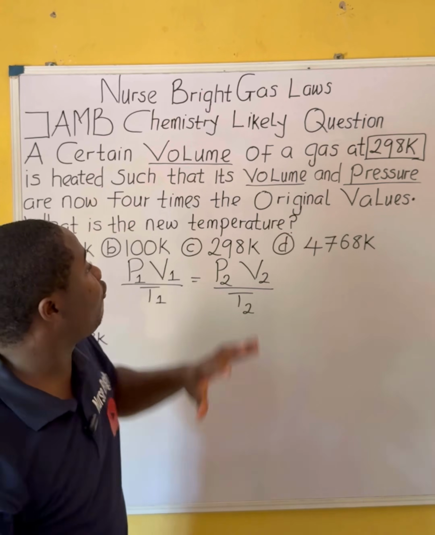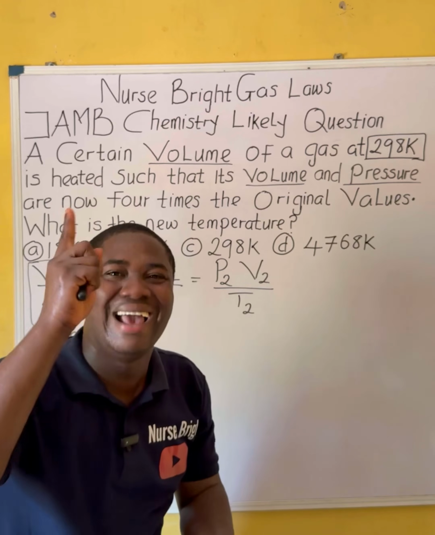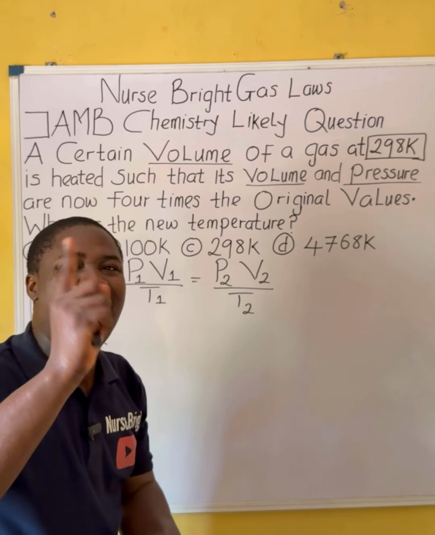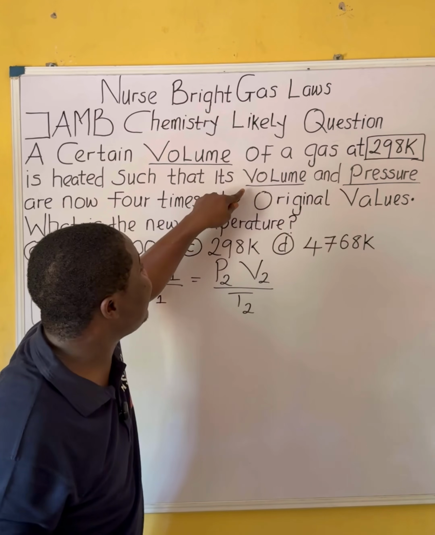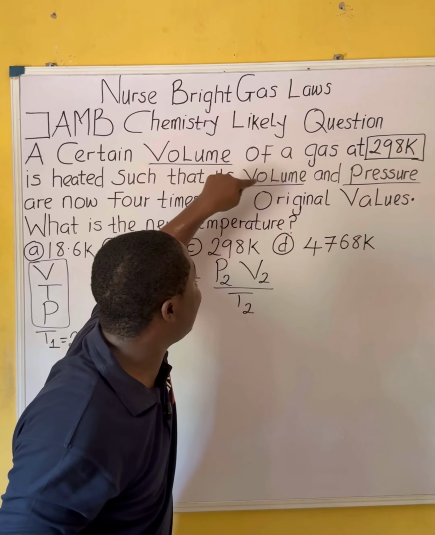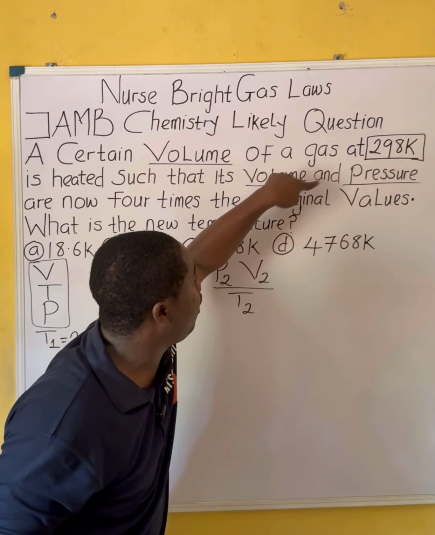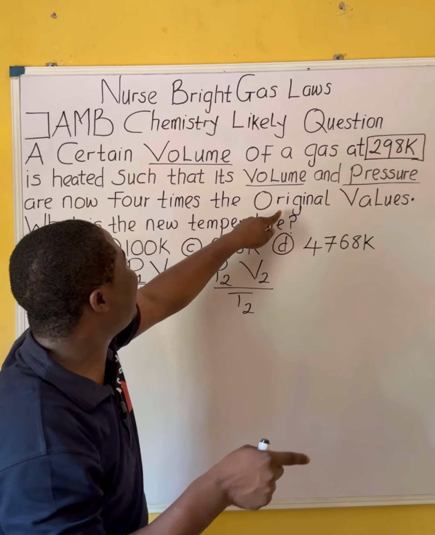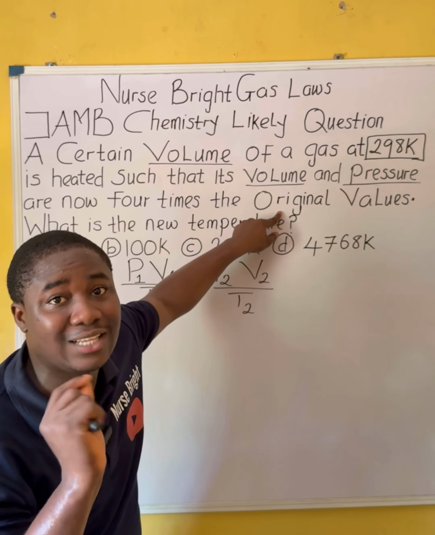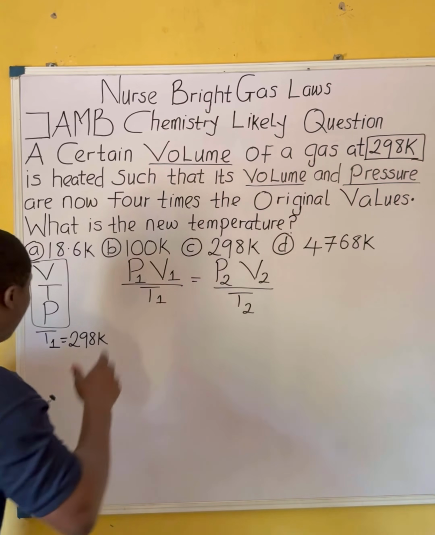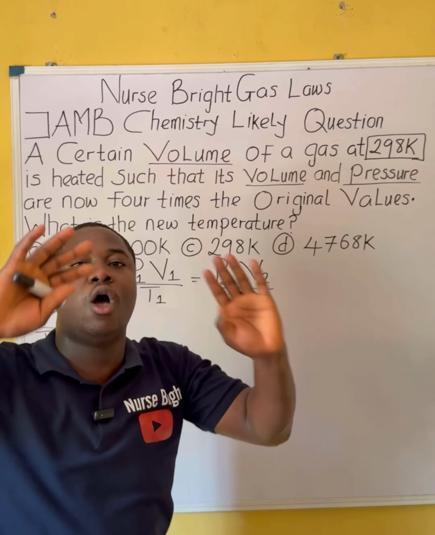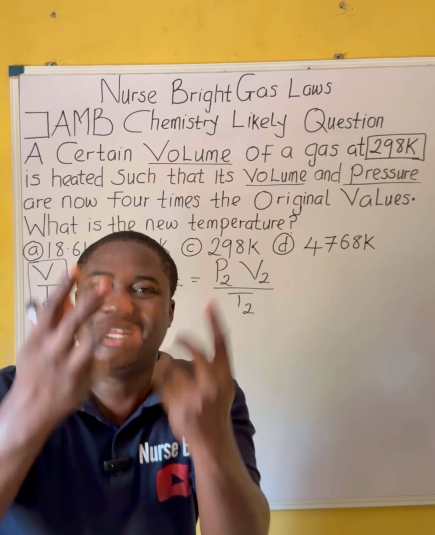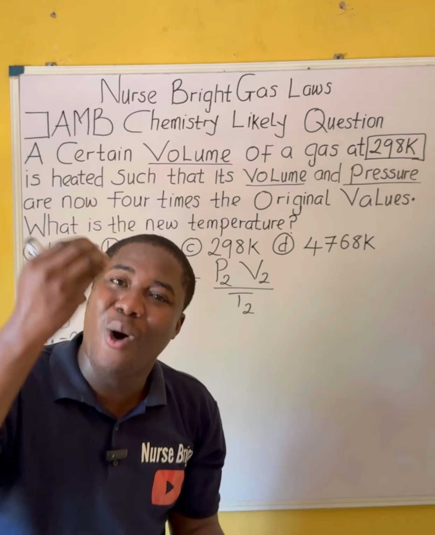Guys, listen, from the way this question is coined, there is something I have to tell you. Because they told me that its volume and pressure are now 4 times, so the final volume and pressure, this thing is final. The final volume and pressure are now 4 times the initial or the original. Do you understand? I told you the initial and original are the same. So now, from this question, we are not given the initial pressure or initial volume. That is what this question talks about.